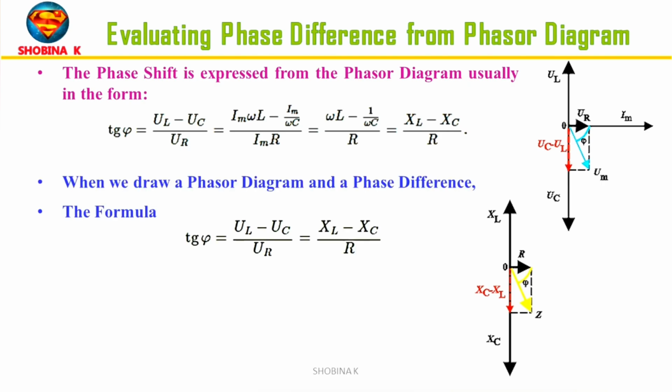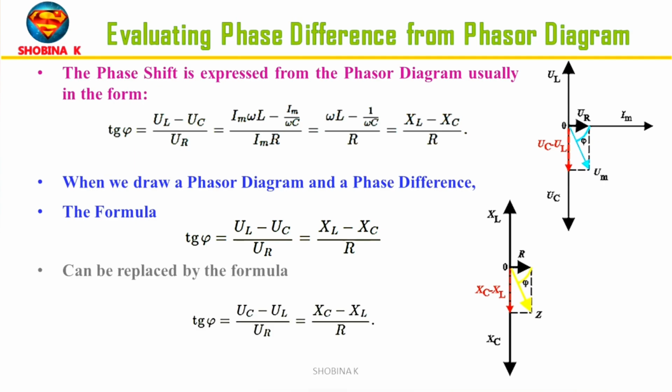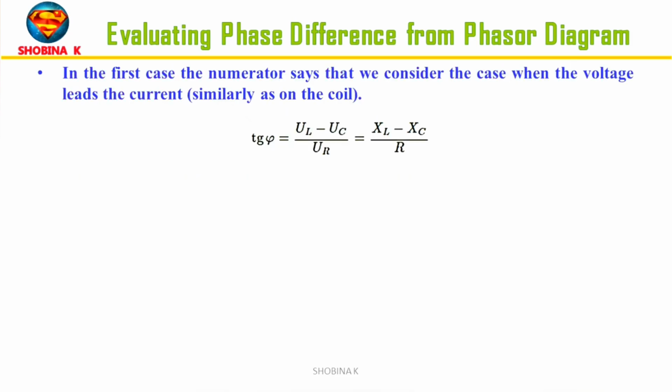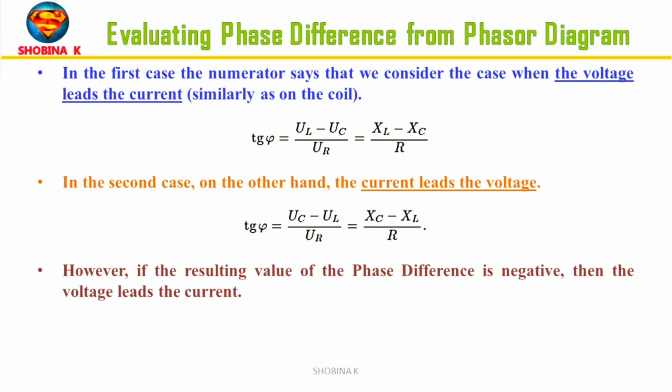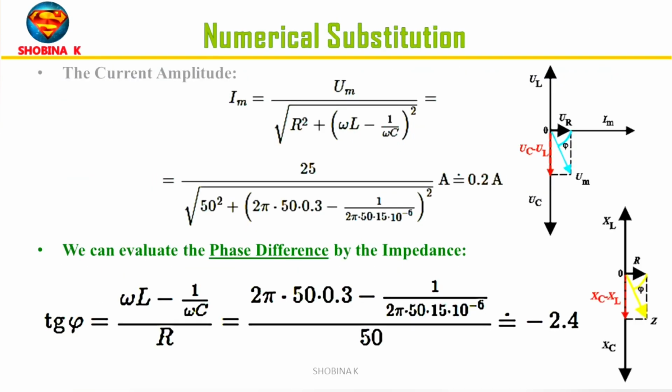When we draw the phasor diagram and the phase difference, the formula can be written like this, and the above formula can also be replaced by the given formula. So we must be careful in interpreting the results. In the first case, the numerator says that we consider the case when the voltage leads the current, as on the coil. In the second case, the current leads the voltage. So we choose a suitable relationship either from the phasor diagram, where we can see the phase difference between the voltage and current, or we choose one of the relations and interpret the result through the sign of the resulting value. Next, the numerical substitution.